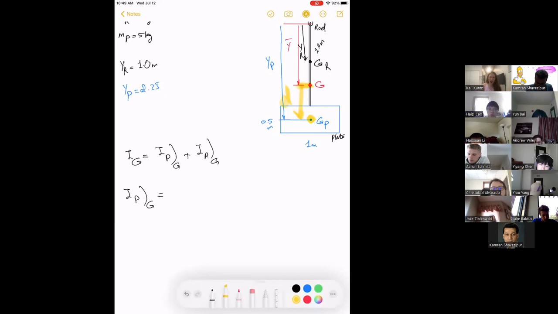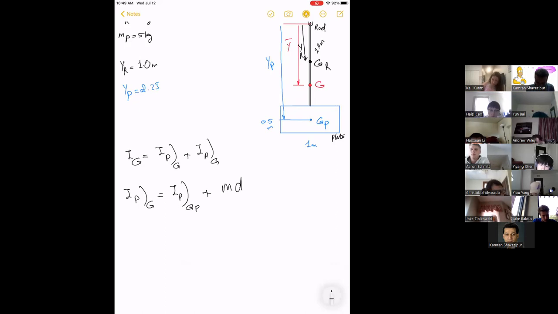So technically, I of plate about G is going to be I of plate about its own G plus, now we use the parallel axis theorem, m d squared. Which m? m of plate. Which d? This is d for plate, right?